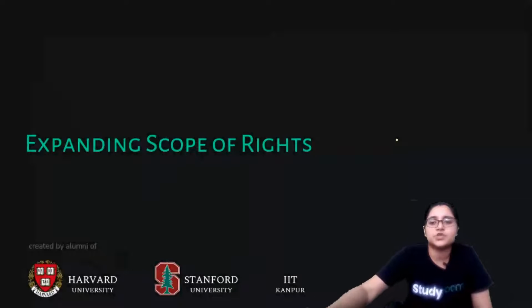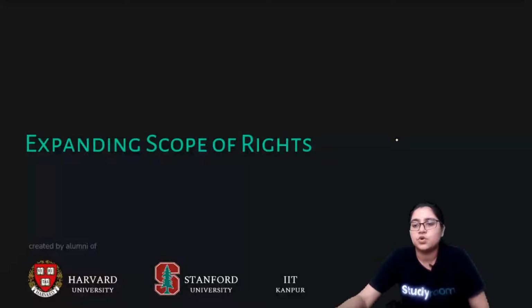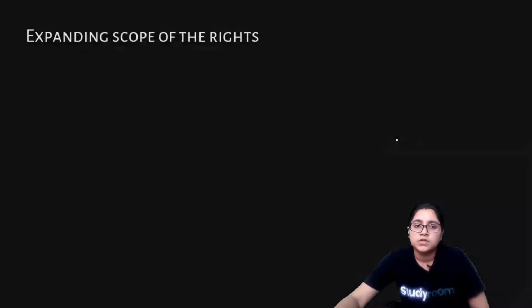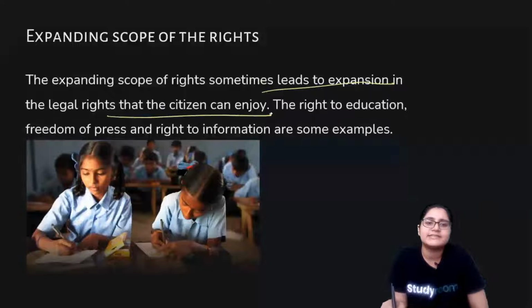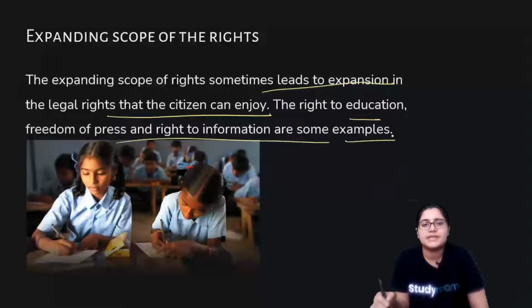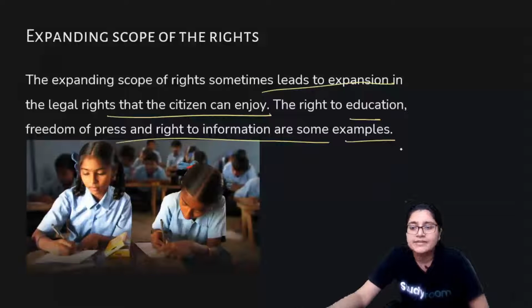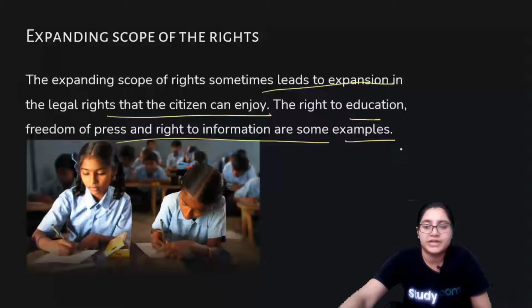Alright, so expanding the scope of rights. How can we expand the scope of rights? The expanding scope of rights sometimes leads to expansion in the legal rights that citizens can enjoy. The right to education, freedom of press and right to information are some examples. These are legal rights, but they are not fundamental rights. The government is responsible for providing free and compulsory education to children up to the age of 14 years. And Parliament has enacted a law giving the right to information to citizens. This act was made under the fundamental right of freedom of thought and expression.